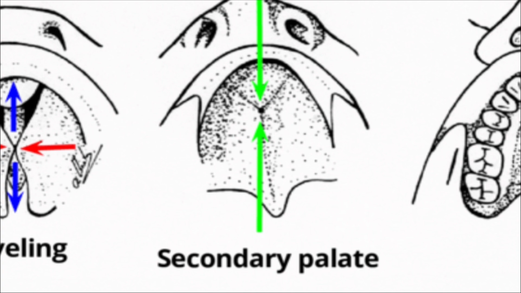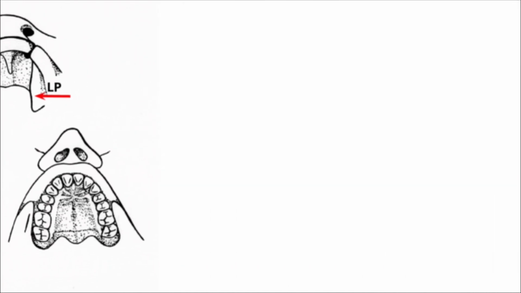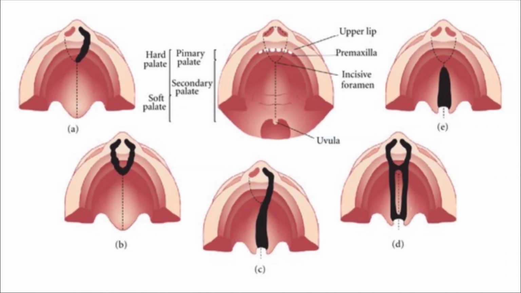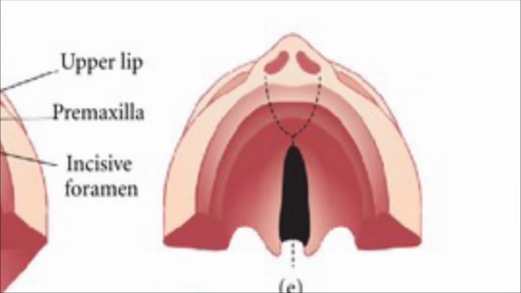From this point, another three areas of fusion arise. The first one is between the two halves of the secondary palate. The second one is between the secondary palate and the primary palate on the right side. The third and the last is between the secondary palate and the primary palate on the left side. So, what happens if one of those structures fails to fuse? The cleft lip and the cleft palate will be the result.